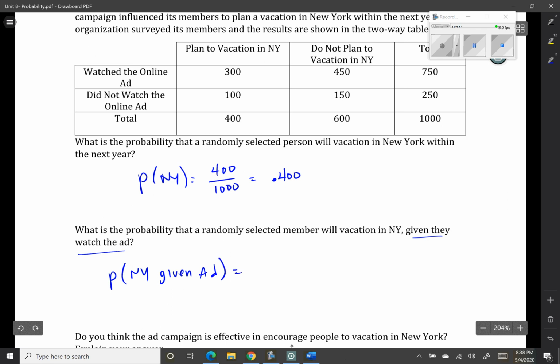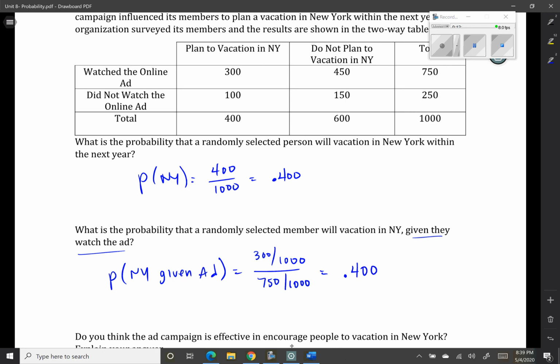I'm just going to write this all out in words because they didn't really give us symbols. You could use the given mark if you want. So that would be the probability of New York and watching the ad. So that's 300 people out of 1,000, divided by the probability of people that watched the ad. So there were 750 people out of the 1,000 that watched the ad. So if I do those two fractions divided, I get 0.400.